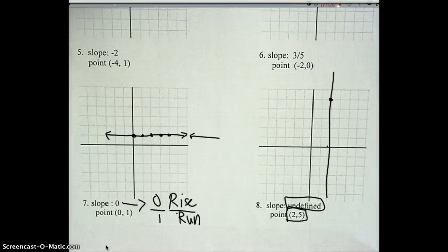Because remember, an undefined slope means that you've divided something by 0. That means that the run is nothing, but the rise could be 1, it could be 20. So the rise can be 1, but the run is nothing. Okay, the rise could be -1, but the run would be nothing.